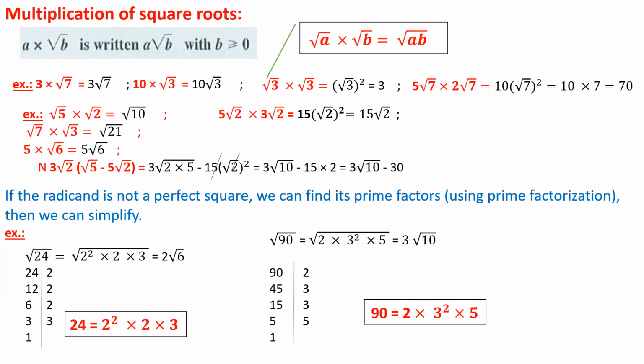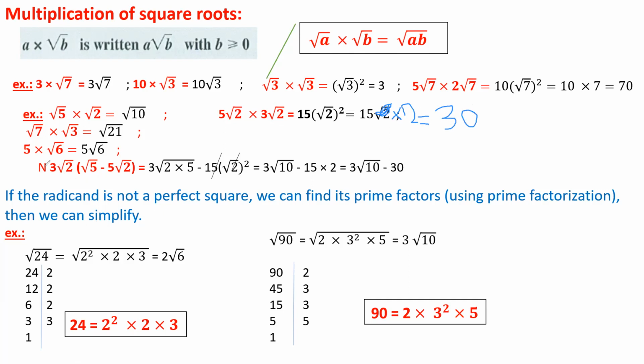15 times 2. Also here, let me correct it. This is a typing mistake. So I write 15 times 2. So my answer is 30. So the answer here is 30, since radical 2 times radical 2 is radical 2 square.